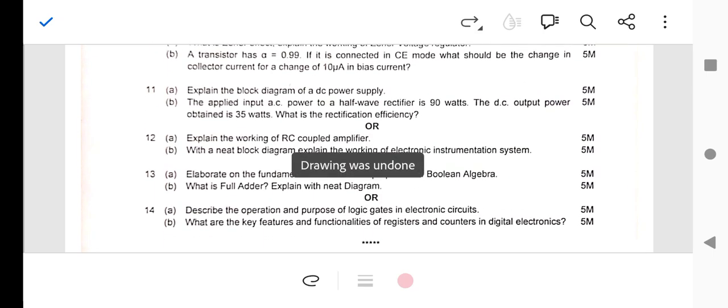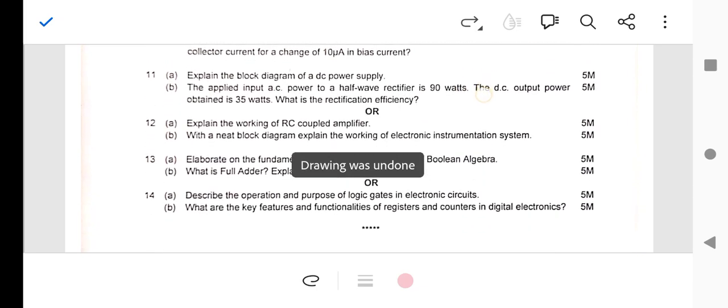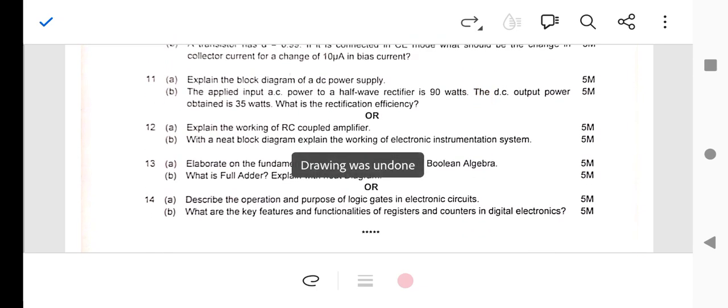Explain the block diagram of DC power supply. It is very important, the DC power supply block diagram. You can check the BEEE playlist to see how the block diagram of DC regulated power supply, DC RPS, will be: AC supply, after that rectifier, filter, after that voltage regulator. So many blocks are there, you have to remember those. And a problem, one half wave rectifier problem. Rectifiers also will come. What is rectifier, what is inverter, questions like that may come.